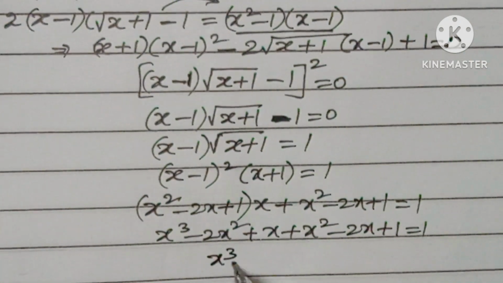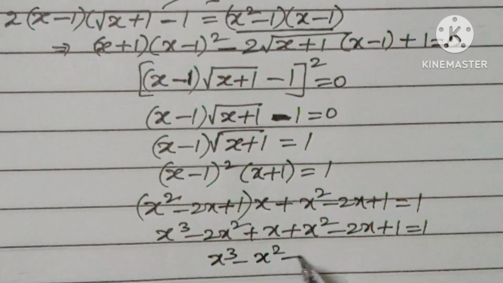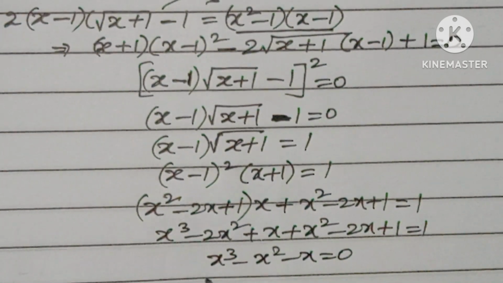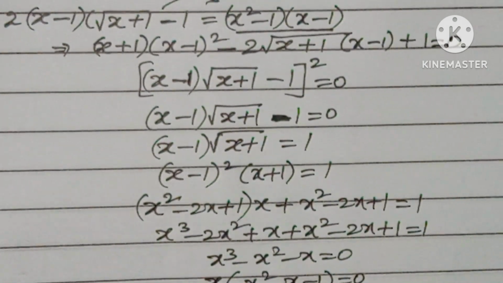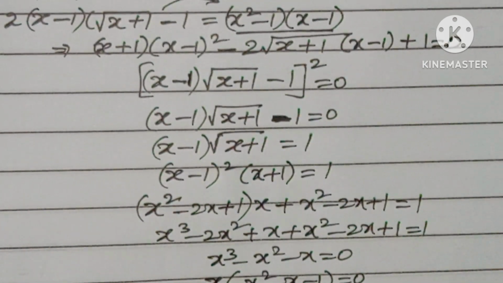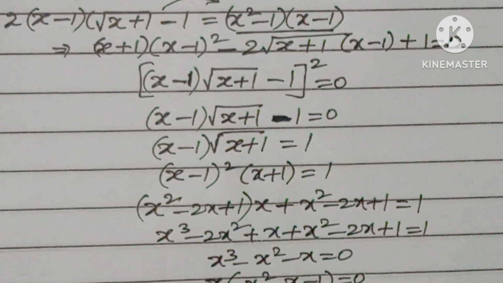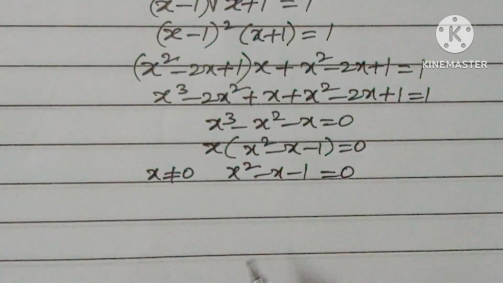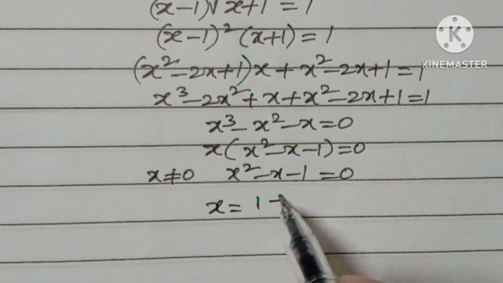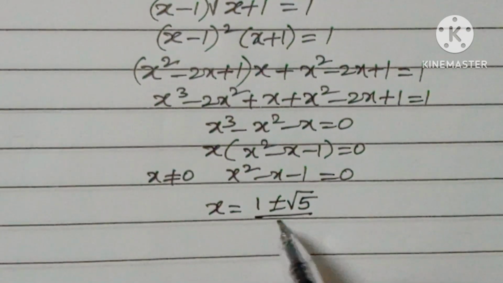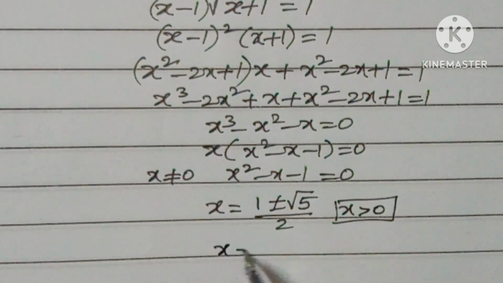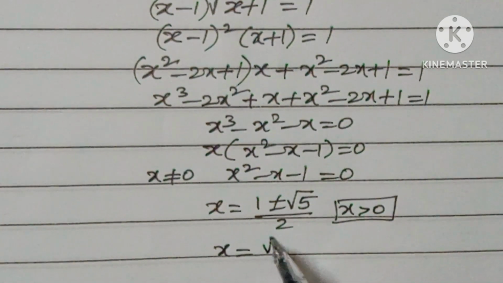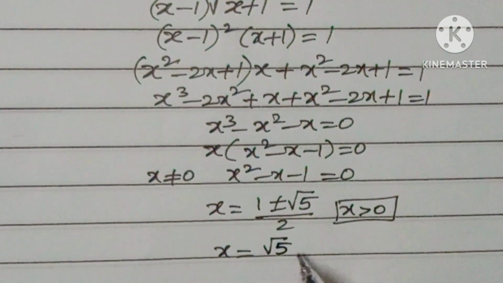Now x cube minus x square minus x equal to 0, x into x square minus x minus 1 equal to 0. x not equal to 0, so x square minus x minus 1 equal to 0. So x is equal to 1 plus or minus root 5 by 2. X value is greater than 0. Therefore, the only solution is x equal to root 5 plus 1 by 2.